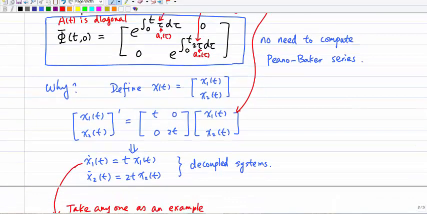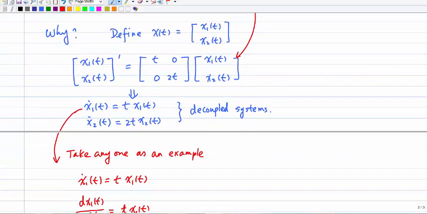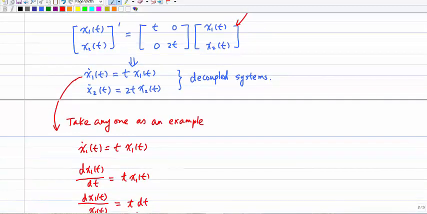Now I want to compute the solution directly. This one can be written into two equations. One is x1 dot t is t x1(t), and x2 dot t is 2t x2(t). So they are completely decoupled. So we can find the solutions. I take any one example, I don't have to compute both of them. Let's take the first one as an example, x1 dot t is t x1(t). In order to find a solution, it's pretty straightforward.